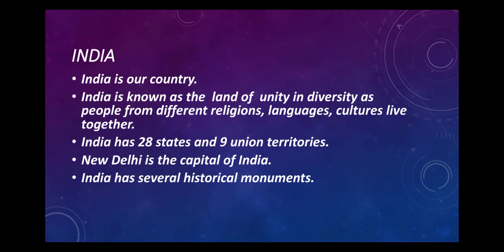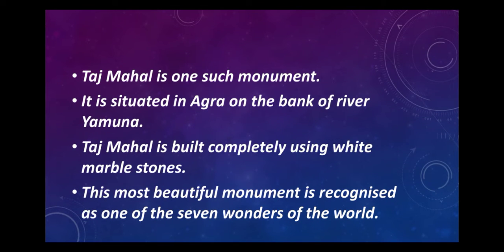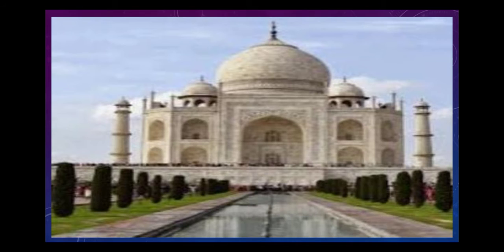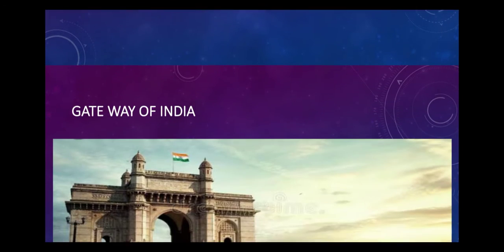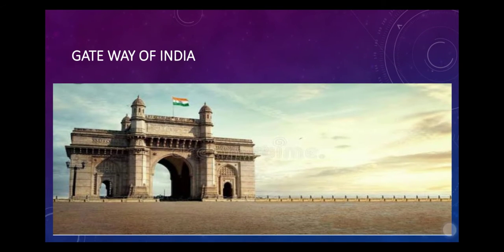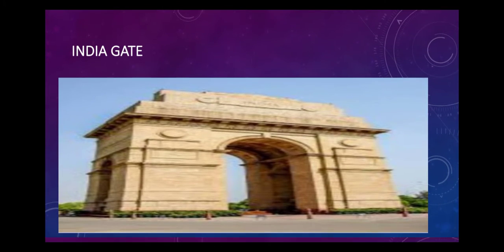India has several historical monuments like the Taj Mahal. Taj Mahal is one such monument. It is situated in Agra on the bank of River Yamuna. Other historical monuments in India include India Gate in Delhi, Sanchi Stupa near Bhopal, Gateway of India in Mumbai, St. George Fort, and Gangaikonda Cholapuram in Tamil Nadu.